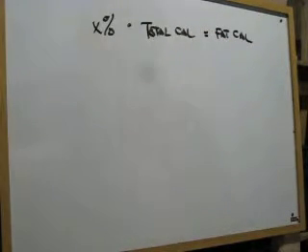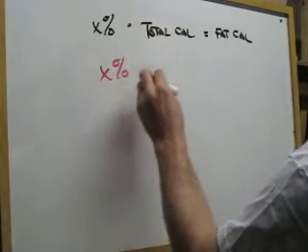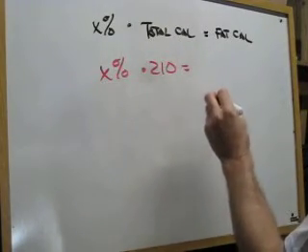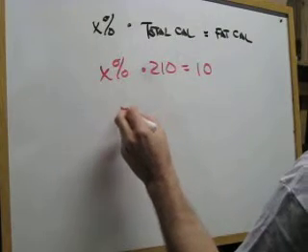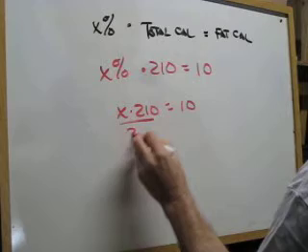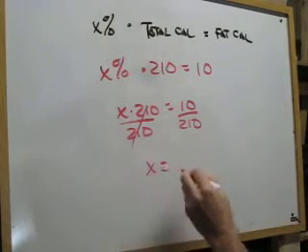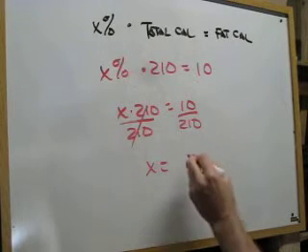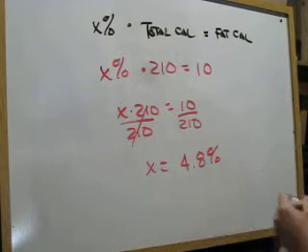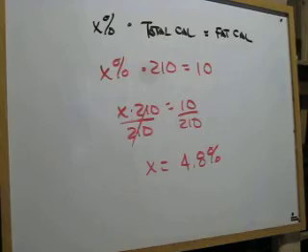So for example, like the spaghetti there, you've got x percent of the total calories equals fat calories. So we've got x times 210 equals 10. Divide by 210, divide by 210, and x equals 4.8% when you change it from a decimal to a percent. And there we are, good to go with 7.2.